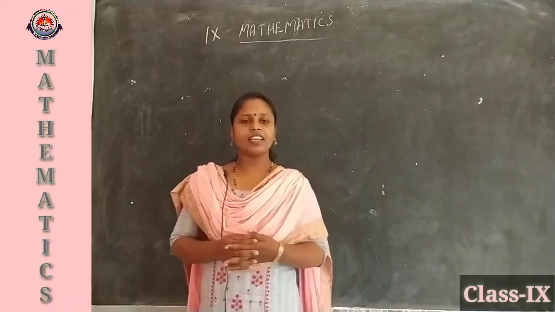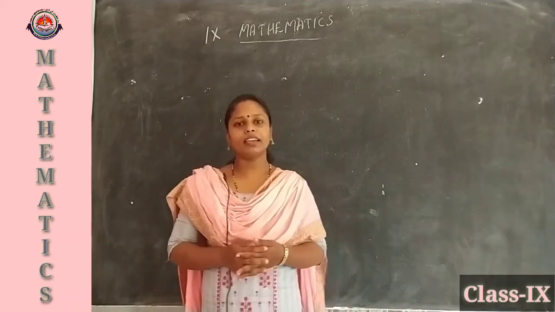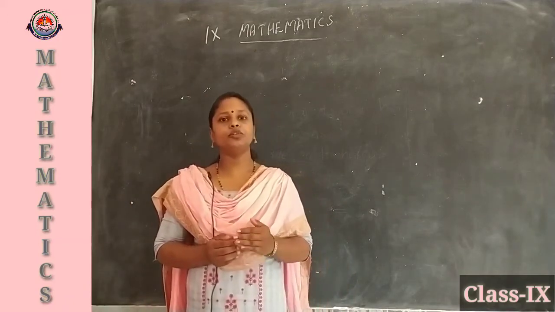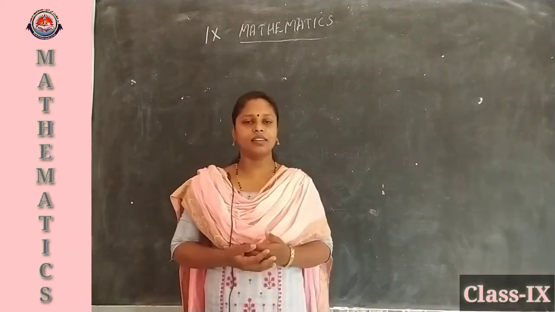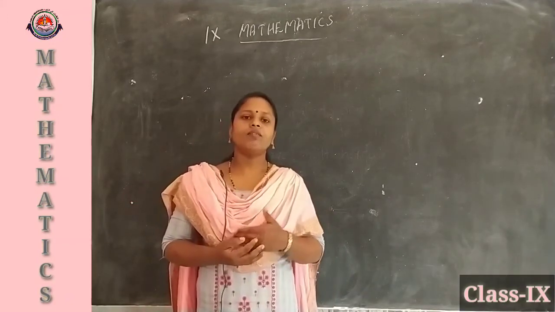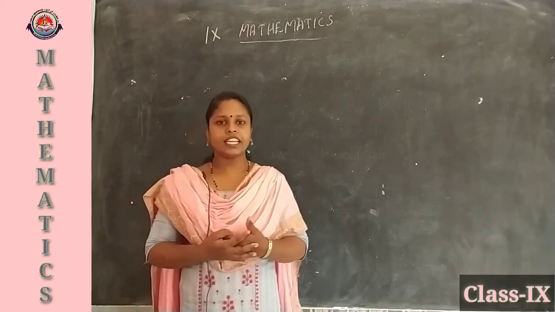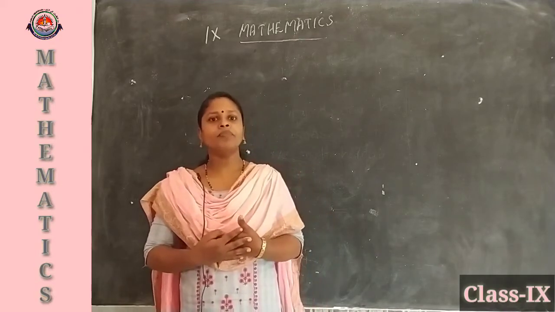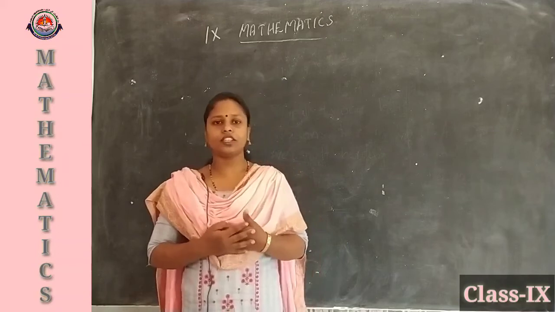In the last class, we discussed transversal and parallel lines. When a transversal intersects two parallel lines, there will be different types of angles. Then what is a transversal? Do you know? A transversal is a line which intersects two or more lines at distinct points.